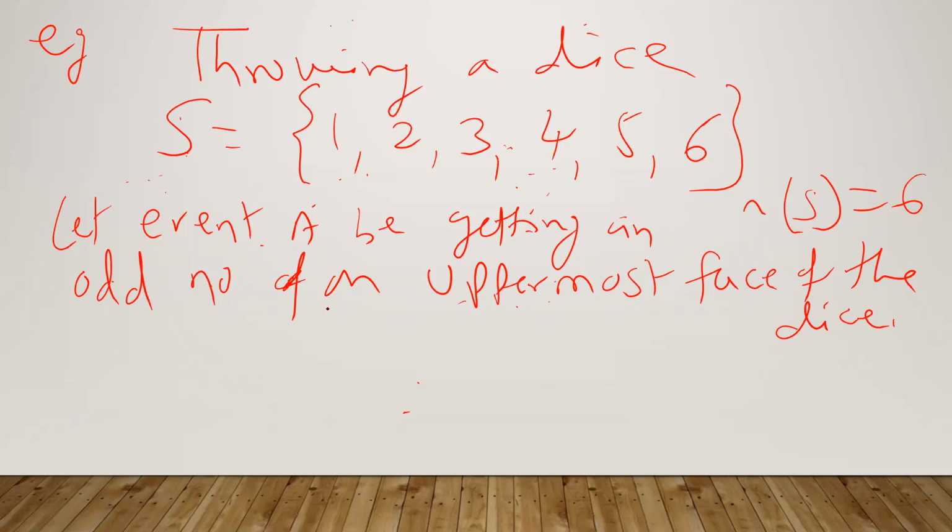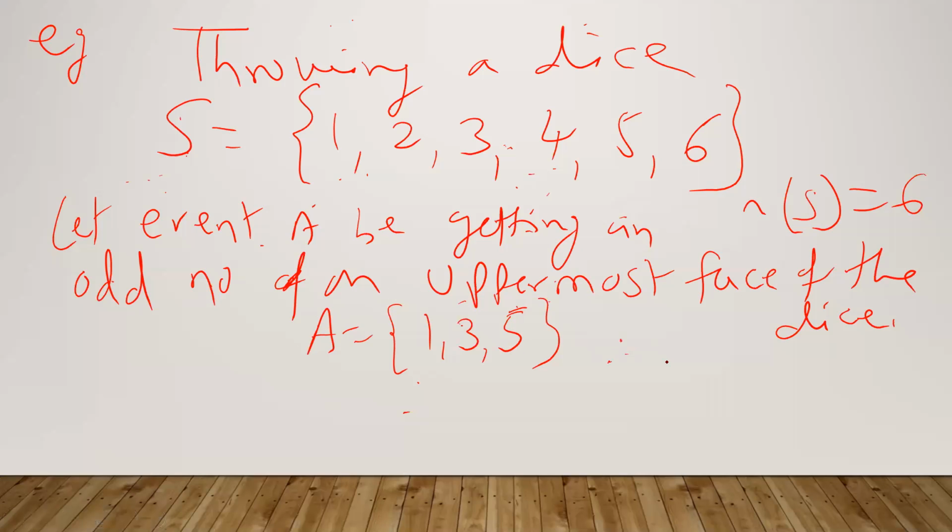So what points will come in A? 1 will come. Yes, 1 is an odd number. 2, no, 2 is an even number. So 1, 3 and 5. So this is my event. How have I defined the event? Getting an odd number. So from 1 to 6, if I get 1, yes, my event A has occurred. If I get 3, yes. If I get 5, yes. So this is my event.